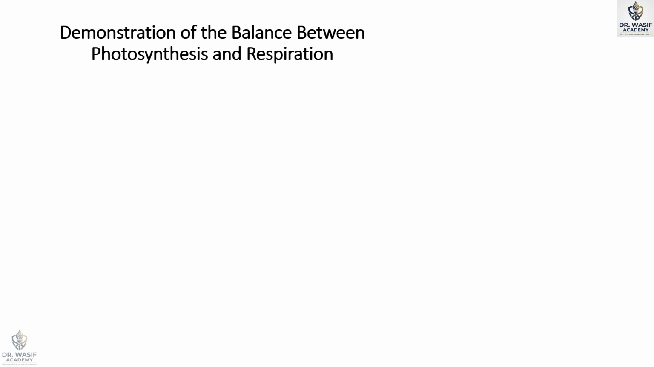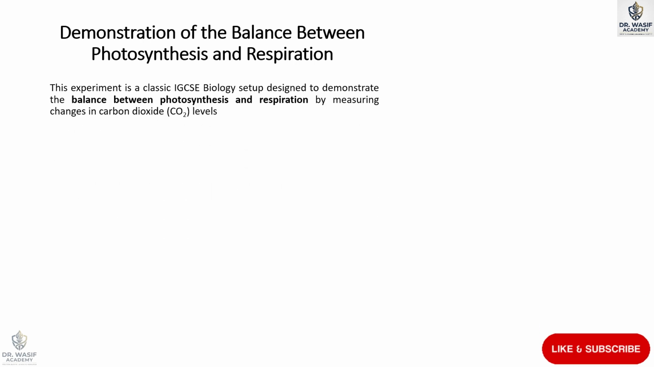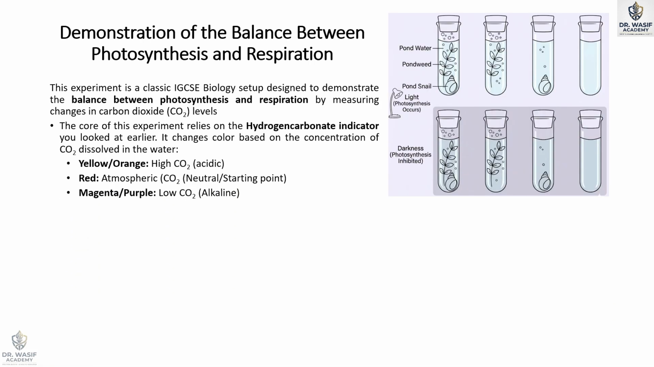Now that we have understood how the indicator works, let's look at another classic setup which demonstrates the delicate balance between plants and animals. This experiment shows us exactly how carbon dioxide levels change when we have different organisms living together. As a quick refresher, yellow means high carbon dioxide, red is our starting neutral point, and purple means low carbon dioxide.